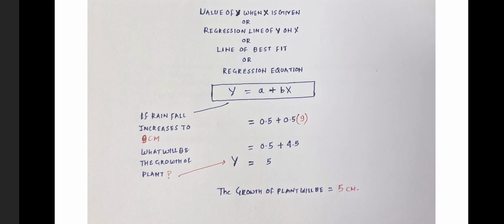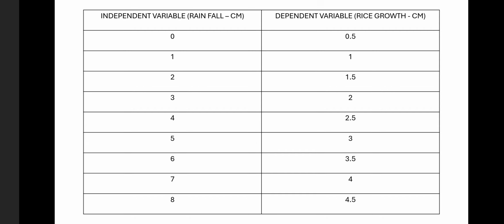We wanted to predict the value of rice growth when rainfall is 9 centimeter. So we will put the value of x, that is 9 centimeter, and we will solve this problem, and then we will find out that the value of y is 5. It means when the rainfall happens 9 centimeter, the growth of rice will be 5 centimeter. And it's also very clear with the data as well.